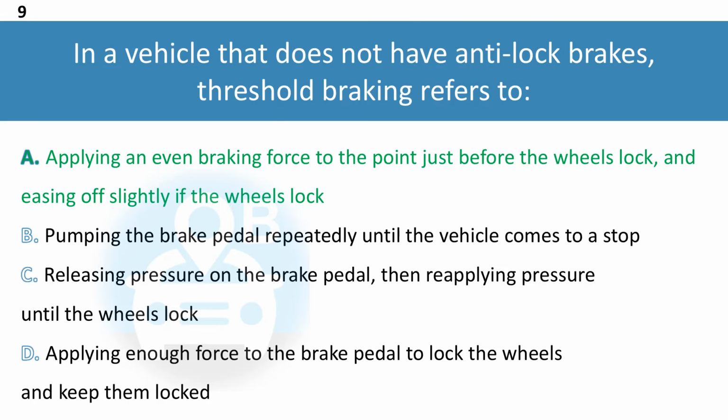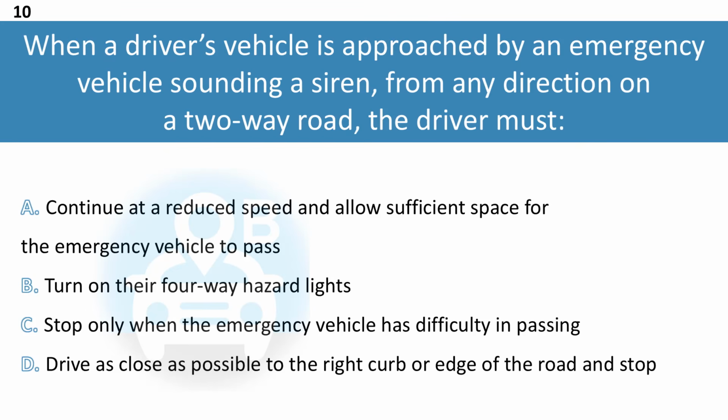When a driver's vehicle is approached by an emergency vehicle sounding a siren from any direction on a two-way road, the driver must: A. Continue at a reduced speed and allow sufficient space for the emergency vehicle to pass. B. Turn on their four-way hazard lights. C. Stop only when the emergency vehicle has difficulty in passing. D. Drive as close as possible to the right curb or edge of the road and stop.